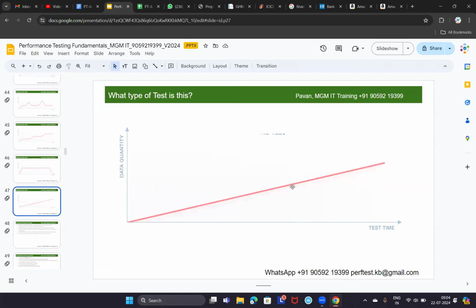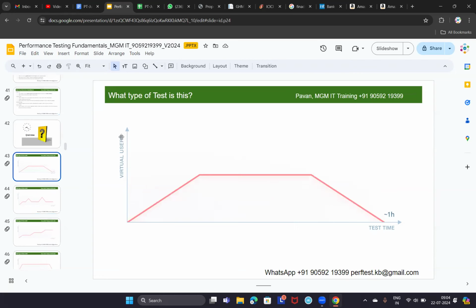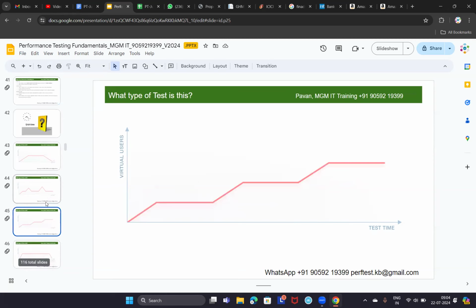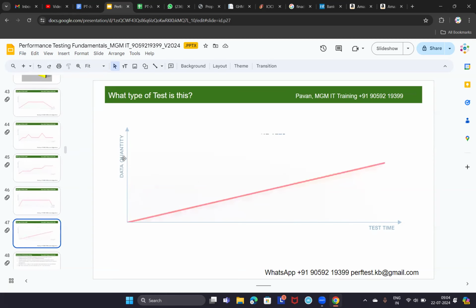And now what type of test does this graph best represent? Now observe here. In all the previous graphs you have virtual users on the y-axis, isn't it? Whereas here, on the y-axis, you have data quantity, right? Volume test. Right.